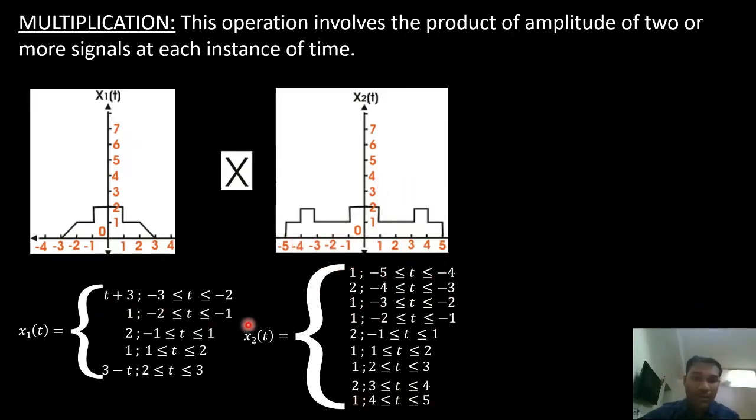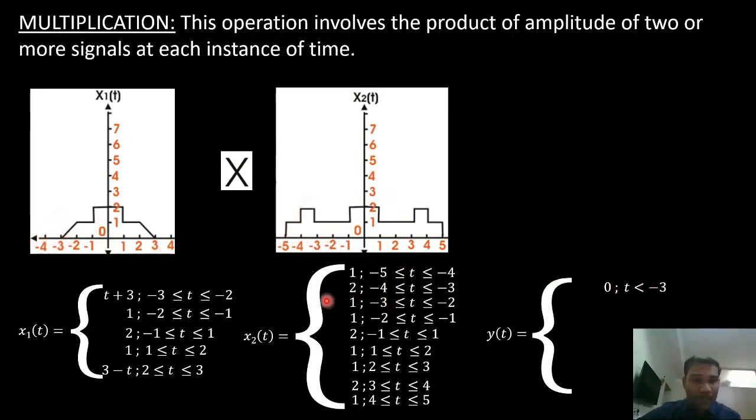So when you multiply these two, we have a range minus 5 to minus 4 here, and here that range is not there. In that range the signal is 0. So there is no common thing. So 0 into 1 will become 0 for all values less than minus 3. The signal is 0 for t less than minus 3. So whatever is there less than minus 3 here, it becomes 0. Any value multiplied with 0 will become 0.